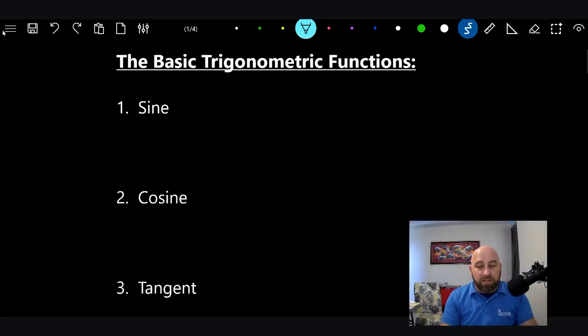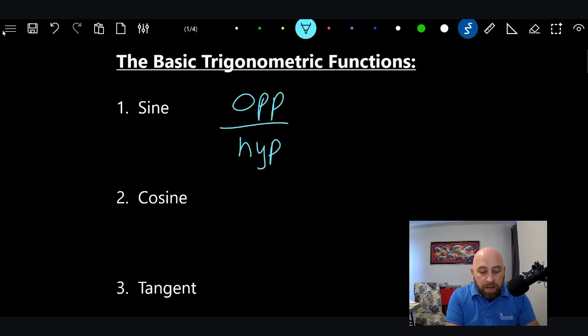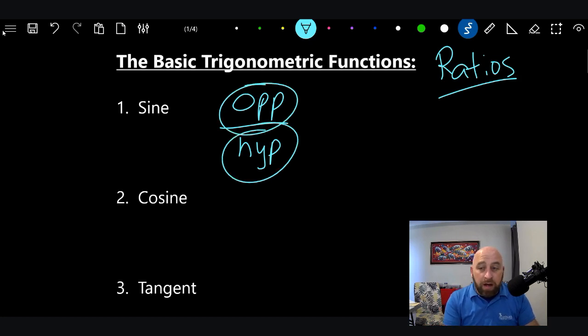All right, so what is a sine? The sine is the opposite over the hypotenuse. Opposite over hypotenuse. These are all what's called ratios. What's a ratio? A ratio is a comparison of two things. So we're comparing the opposite to the hypotenuse, and we're using division to do that.